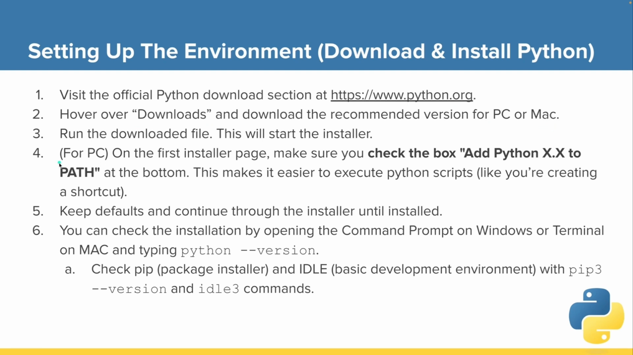And one note for PC is that we want to check the box add Python to path. That essentially is like creating a shortcut to make it easier to run Python. And in Mac, that's already done for us. We'll then just keep the defaults and continue through the installer, and then verify the installation with a few commands.